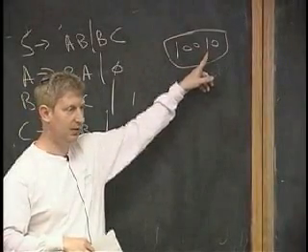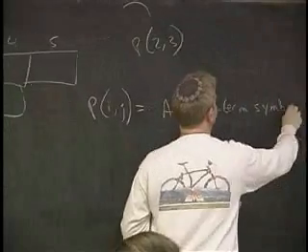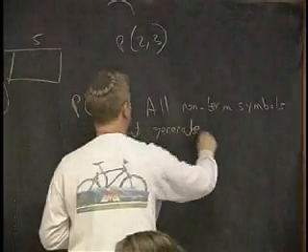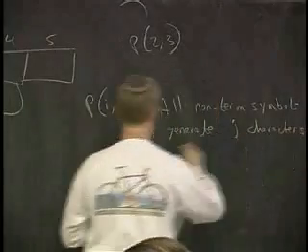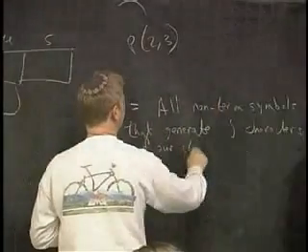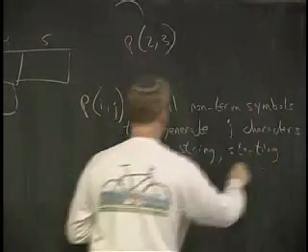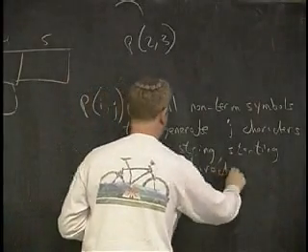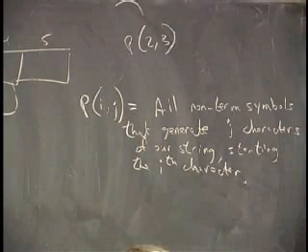Did everybody get that example? I'm going to write that out. So Pij is all the non-terminal symbols that generate j characters of our string starting at the ith character. It doesn't mean that can generate the characters i through j. It means that can generate j characters starting at the ith character.